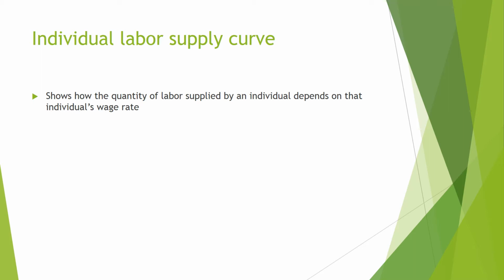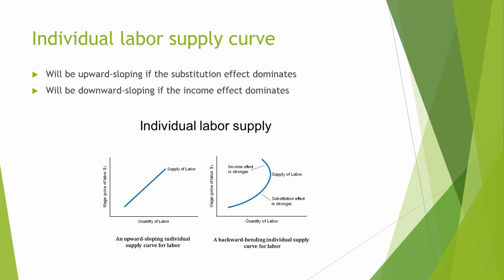All right, we have an individual supply curve, and this is going to show us how the quantity of labor supplied by an individual depends on that individual's wage rate. In other words, whether their wage is high or low is going to influence what their individual labor supply curve looks like. If you want to see that supply curve, you have to wait until the next slide, which I'm going to go to now.